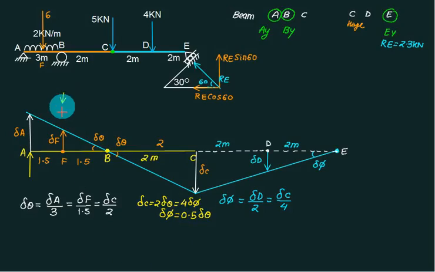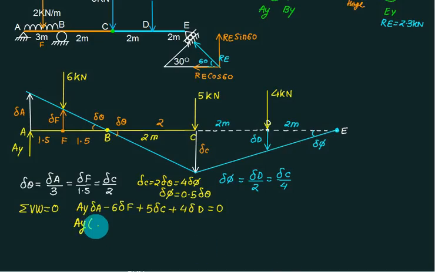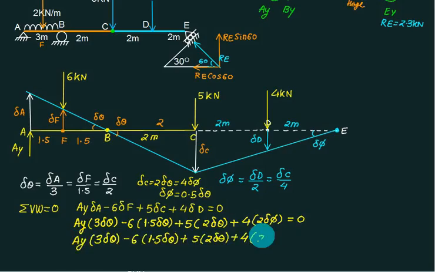One by one, we'll show the forces. Let's apply the principle of virtual work. Ay into dA is positive. Minus 6 into del F. This one and del C, they are a positive combination because they are acting in the same direction. This 4 into del d. Replace them. Ay into 3 times del theta, minus 6 times del F, which is 1.5 del theta, plus 5 times del c, which is 2 times del theta, plus 4 times del d. Del d was defined in terms of del phi. So del phi is 0.5 of del theta. Yes, you will get Ay.